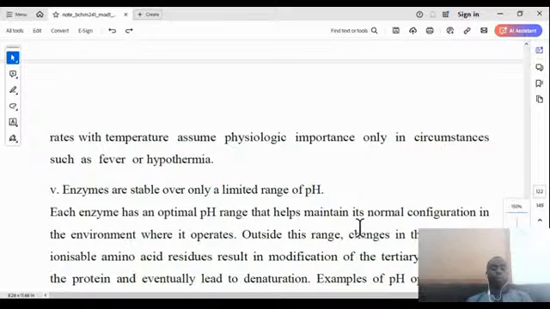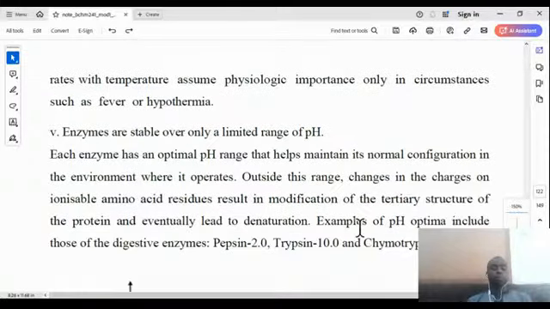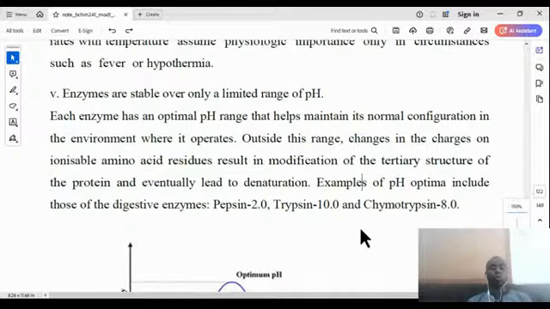So the fifth property is that enzymes are stable over only a limited range of pH. Each enzyme has an optimal pH that helps maintain its normal configuration in the environment where it operates. Outside this range, changes in the charges on ionizable amino acid residues result in modification of the tertiary structure of the protein and eventually lead to denaturation. For example, the pH optima of the digestive enzymes: for pepsin the pH is 2.0, for trypsin the pH is 10.0, and for chymotrypsin the pH is 8.0. Here we can see that these are digestive enzymes.